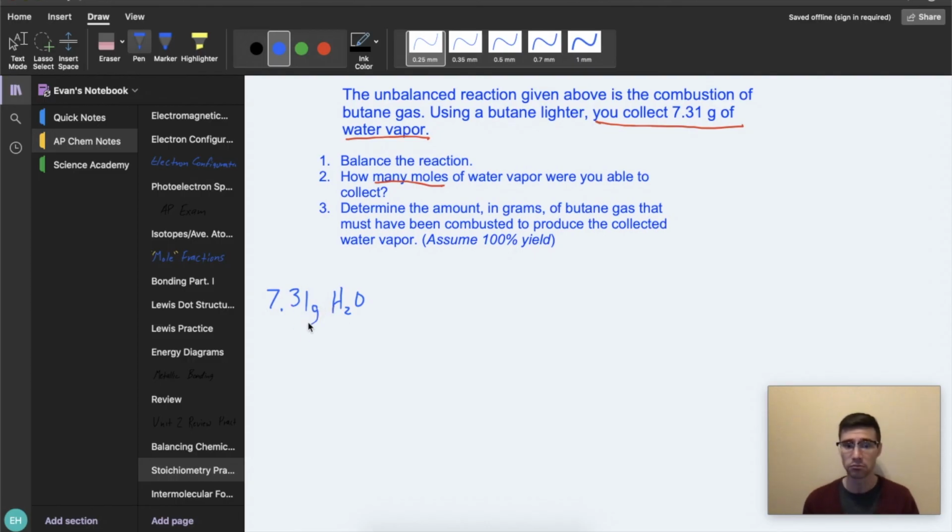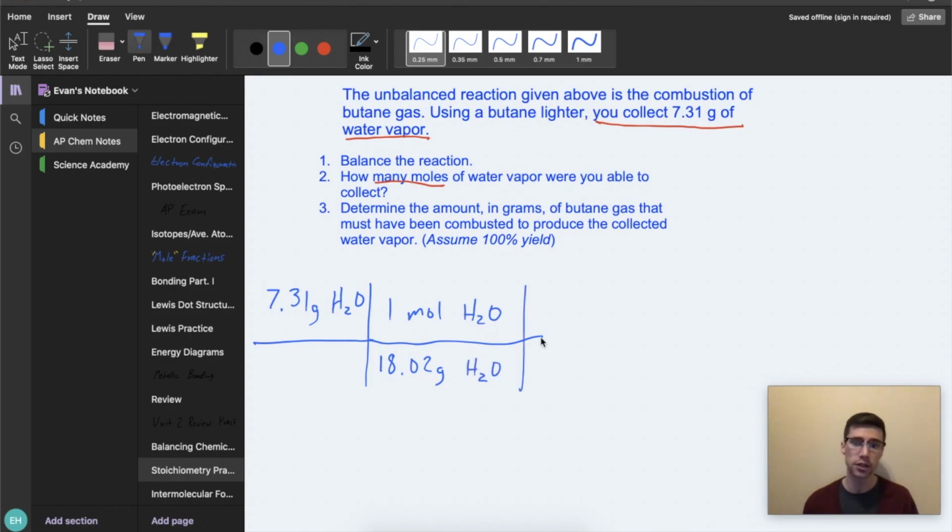This is the same amount, right? Because it's based on mass. Now, to convert from grams to moles, just like we did up top, we're going to divide by the molar mass. The molar mass of water is 18.02 grams, right? 2 hydrogens and 1 oxygen. So 1 mole of H2O is equal to 18.02 grams of H2O.